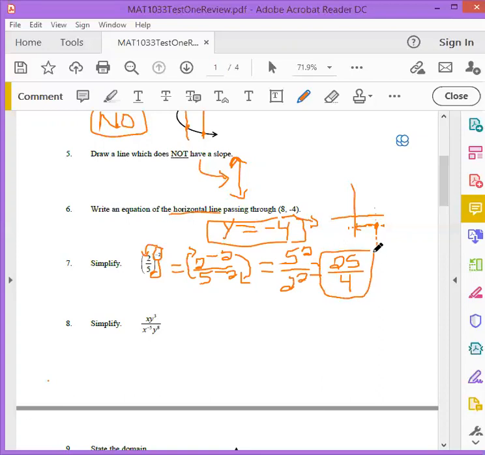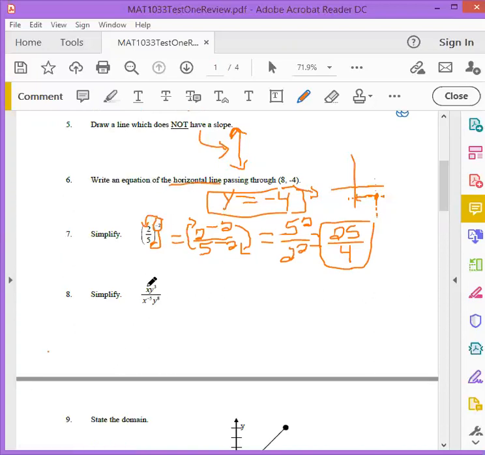So 25/4. For number 8, we're asked to simplify. We have x times y to the 3rd power, and then in the denominator x to the -5th power times y to the 8th. We're going to go ahead and combine these like terms. So our first term, the x, that's x to the 1st power, divided by x to the -5th power. And then our y terms, we have y to the 3rd power in the numerator, and in the denominator, y to the 8th power. Now when we combine these terms, we're going to subtract the powers.